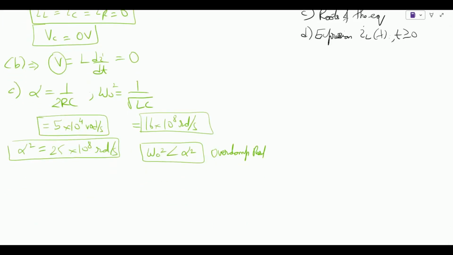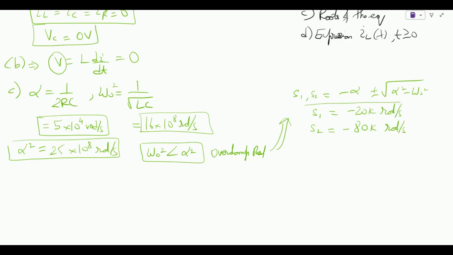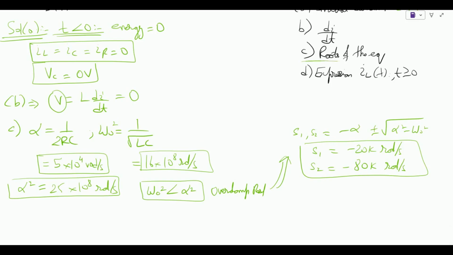For the overdamped response, our roots S1 and S2 are minus alpha plus minus the square root of alpha square minus omega naught square. If you incorporate these values, S1 comes out to be minus 20,000 radians per second, and S2 comes out to be minus 80,000 radians per second. So these are the roots for this equation, and hence we have solved the third part of this problem.